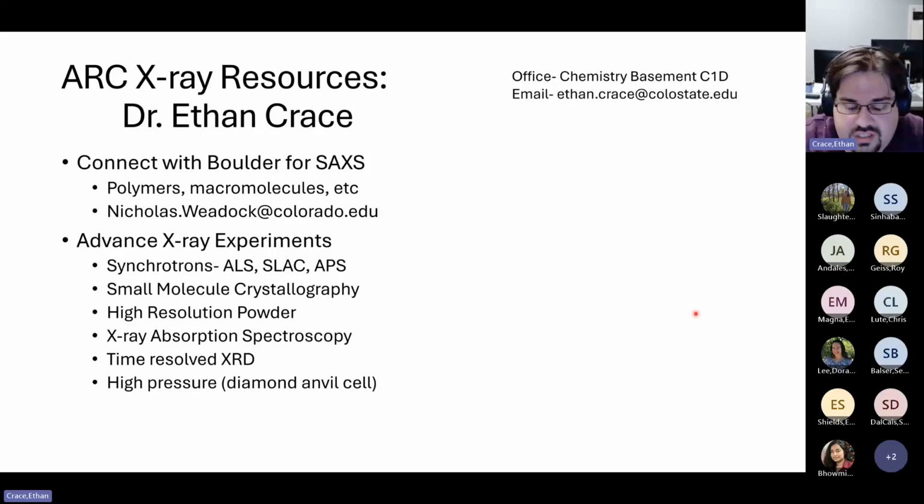I've also worked a lot at various synchrotrons and beamlines around the country. So if you have a small molecule that is very difficult and it's hard for us to collect here, I can connect you with people at synchrotrons that can really hit it with very intense X-rays and help you get the structure. I can help connect you to people to get high-resolution powder data, connect you with people to do other X-ray techniques like absorption experiments, or time-resolved work or high-pressure work as well.